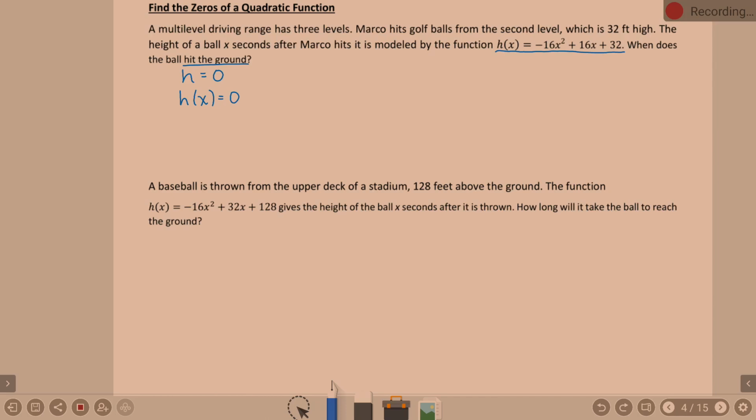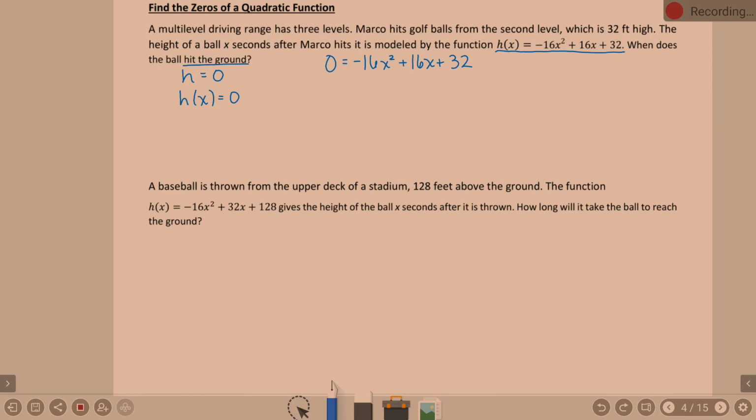And so what we're going to do is take this equation and set it equal to 0. Okay? So we're going to have 0 equals negative 16x squared plus 16x plus 32. Okay, this takes us right back to what we were doing yesterday. How do I solve? GCF. GCF is a wonderful move here.